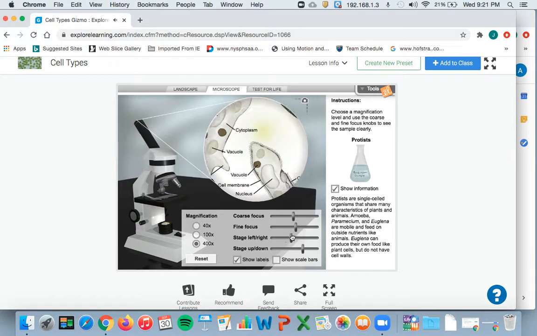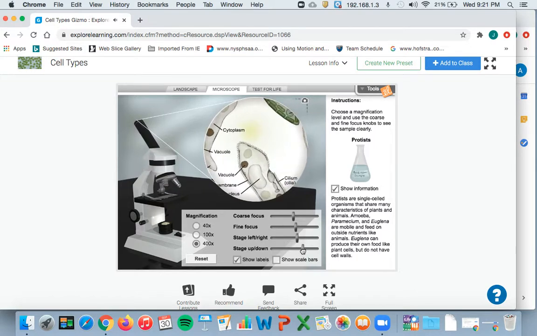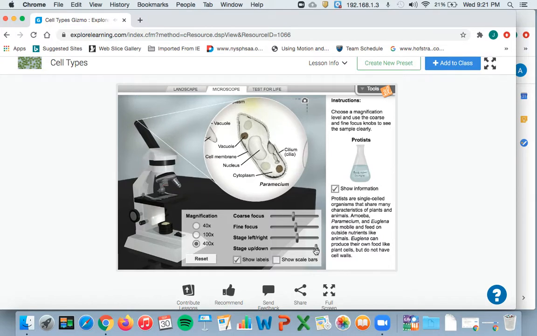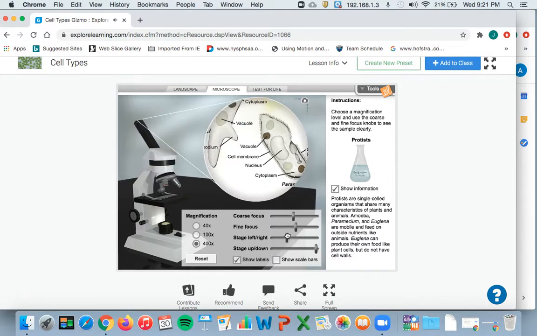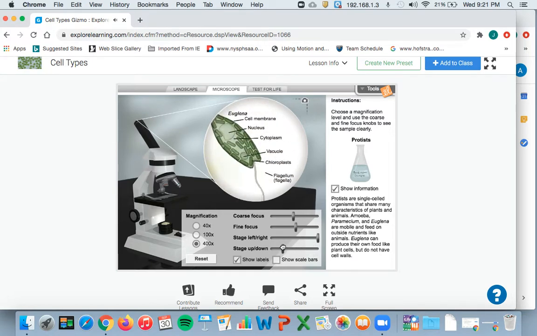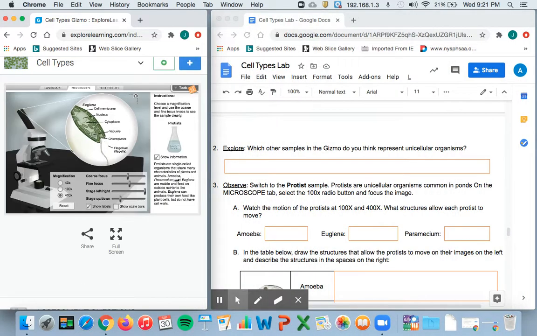Okay, we're then going to look at the paramecium. What structure is allowing the paramecium to move? Okay, and I'm going to zoom in on the euglena. What structure is allowing the euglena to move? Okay, you're going to type your answers in these boxes.